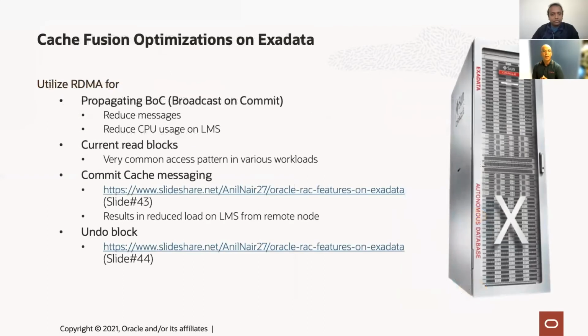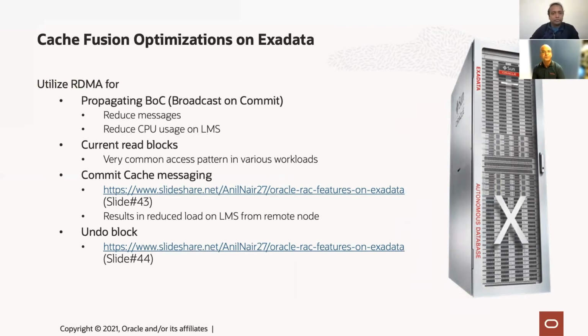Okay. Again, as we are on the topic of Exadata, there is a whole bunch of optimizations. A lot of the RAC core code has been changed to benefit from RDMA. So we use RDMA for propagating broadcast and commits, current read blocks. I'm not going to read through the whole list because a lot of that has been already covered, as I said, in my previous slides.